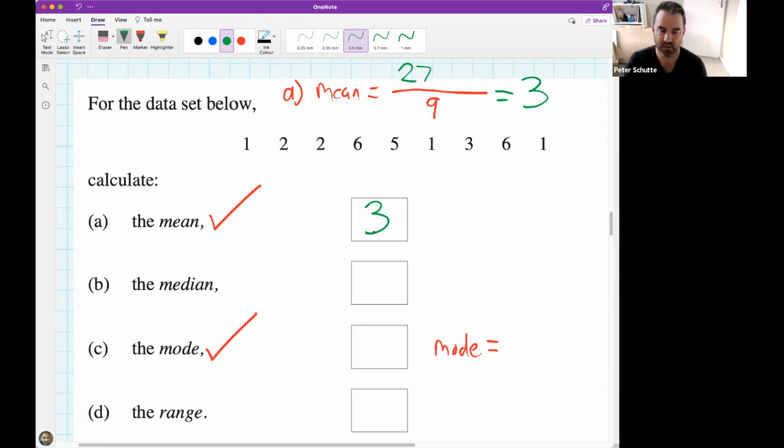Now, what about the mode? What are we going to get for the mode? Pop your answer in the chat if you feel like you know what the mode is. Okay, so the mode is the one that occurs the most often, and I can see that there are 3 ones, and so the mode is going to be the value 1.